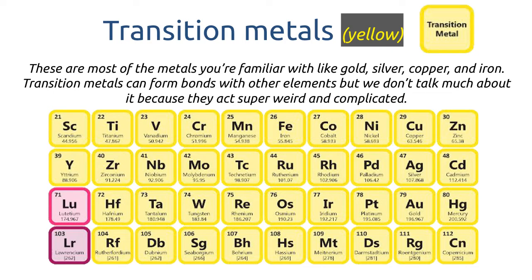Transition metals are kind of that lower chunk in the middle, and these are the traditional metals you're more familiar with, things like gold, silver, copper, iron, maybe iridium, platinum, mercury, those kind of things. And these are found on their own in nature. We can mine some of these by themselves. They also do form bonds with other elements, but it's really hard to predict how these form bonds. So when we get into making molecules later on, we don't talk too much about the transition metals.